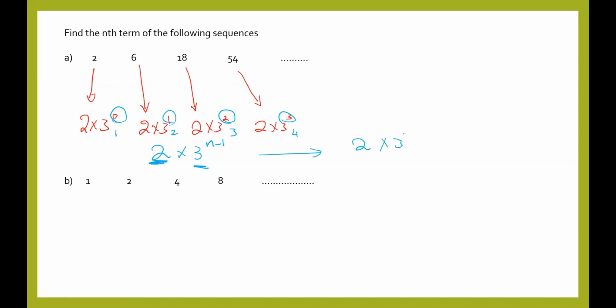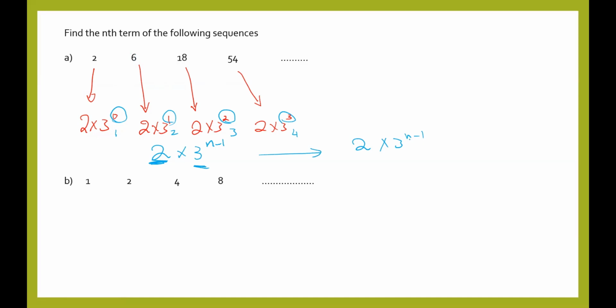You can even try to make sure that you understood. Here, replace the n by 1. So it will be 1 minus 1 is 0. 3 power 0 is 1. So 2 by 1 is 2. Then replace the n by 2 because this is the second term. So 2 minus 1 is 1. 3 power 1 is 3. 2 by 3 is 6.